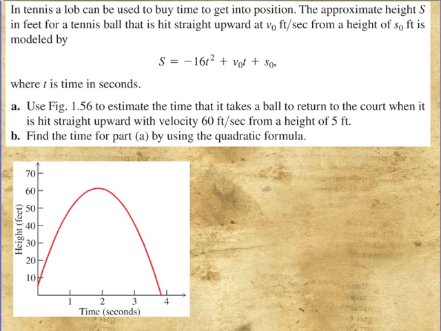Next problem. It says in tennis, a lob can be used to buy time to get into position. The approximate height S in feet for a tennis ball that is hit straight upward at V0. We're getting into some physics now, those of you that have taken physics or have to take physics. V0 is what's called initial velocity. That's your starting velocity, how hard or how fast something takes off. So you have an initial velocity of V0.